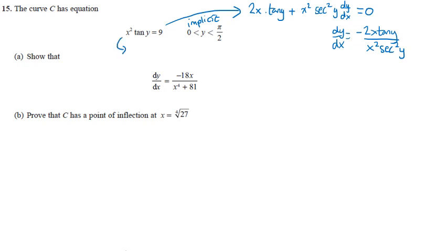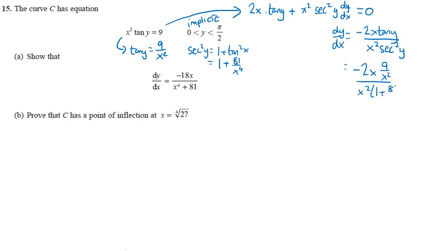So if we go back to the equation, we can say tan y is equal to 9 over x squared. Okay, so we can substitute that in, but also we know that sec squared is 1 plus tan squared. That's a Pythagorean identity, so that's going to be 1 plus 9 over x squared squared, which is 81 over x to the 4. So we're going to substitute all of that in. So I've got minus 2x times 9 over x squared, that's tan y, and then on the denominator x squared times 1 plus 81 over x to the 4. This is looking a bit more promising. I've got an 81 in there and a minus sign on top.